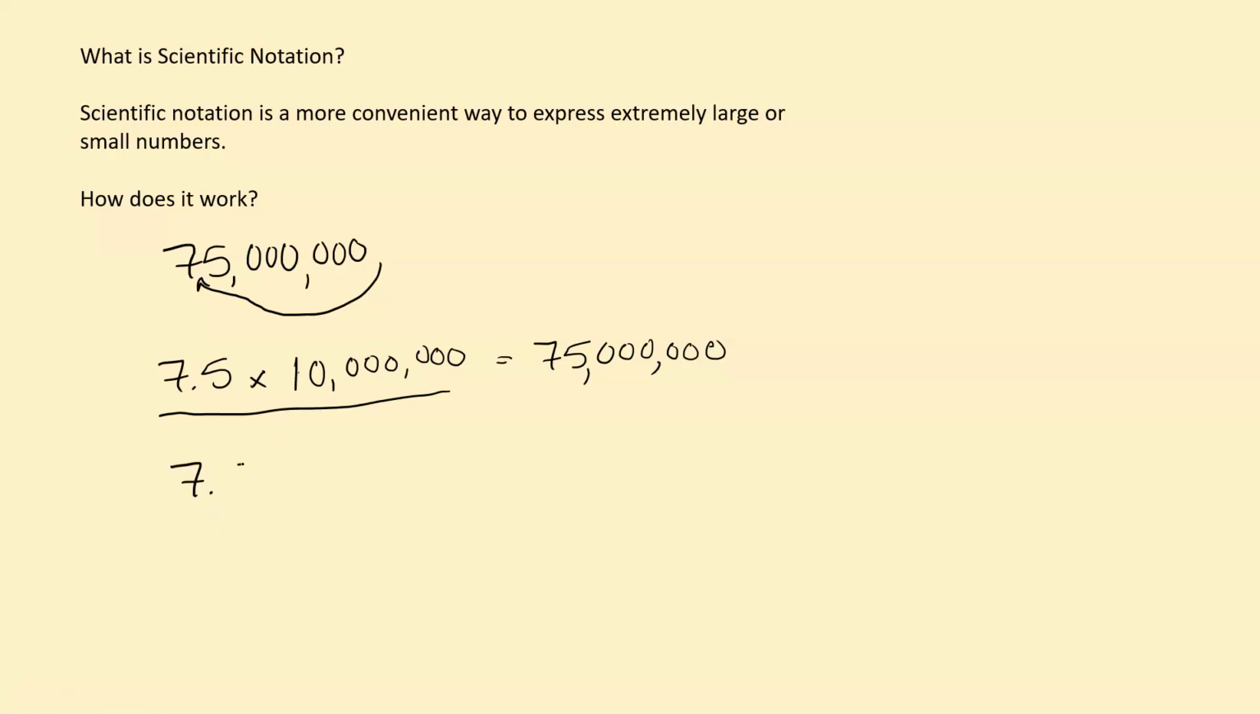And so I'm going to say 7.5 times, and we could write that as 10 to some power. And in this case, it would be 10 to the 7th power. Now, an easy way to figure that out is you just count the number of zeros. There's 7 zeros. So 7.5 times 10 to the 7th power. Same thing as 75 million. And this is just a little bit easier to write. This is our scientific notation.